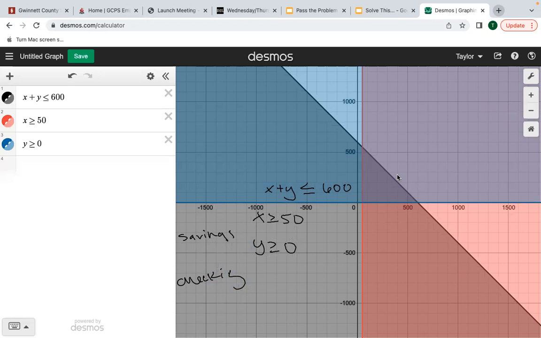Are there any questions about how to write it, how to define it, and how to graph it? Yep. I just established it. I said X represents savings, Y represents checking. Yeah, the only problem that's going to come up is if you're on a test, they will tell you what X and Y are.